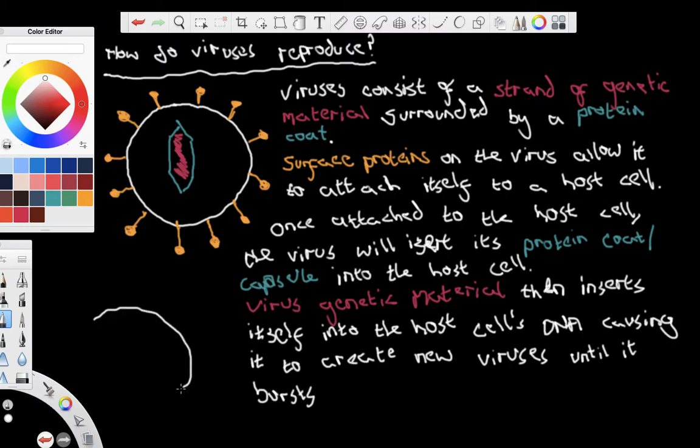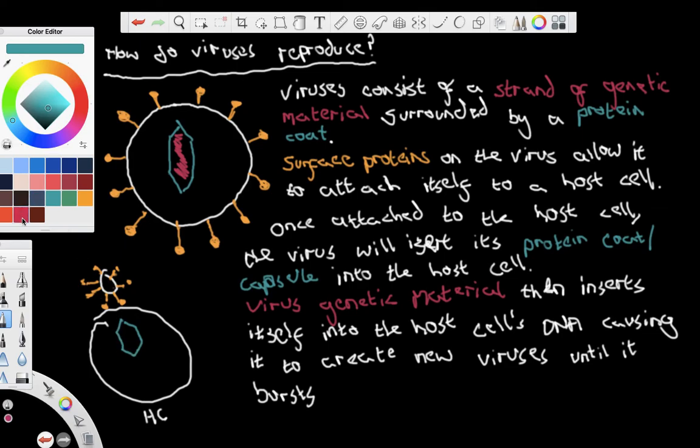So what you will have is you'll have a host cell. So this is our host cell. I'll just put HC. And we've then got our virus, which is attaching itself to the host cell, like so. So this is our virus. The virus will insert this protein or this protein coat into the host cell.